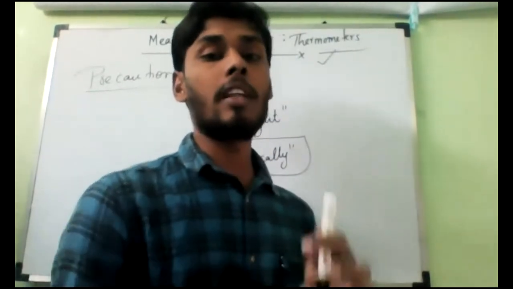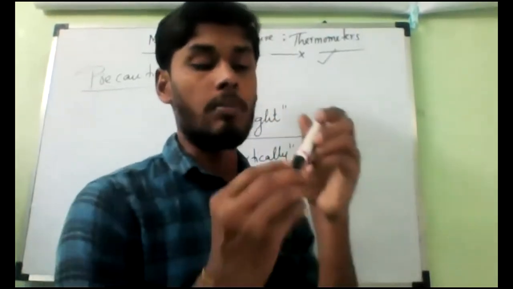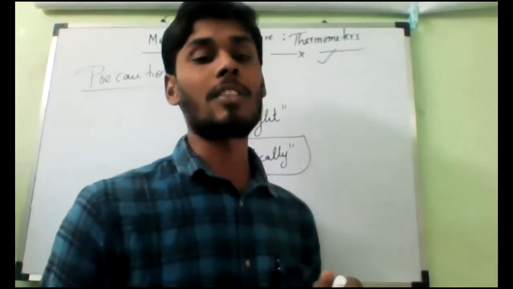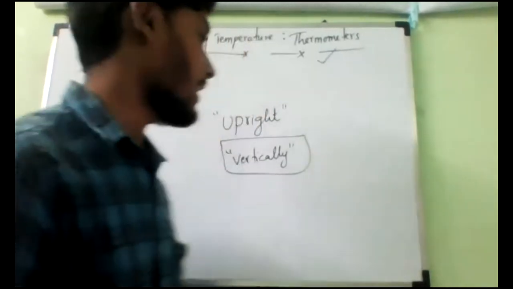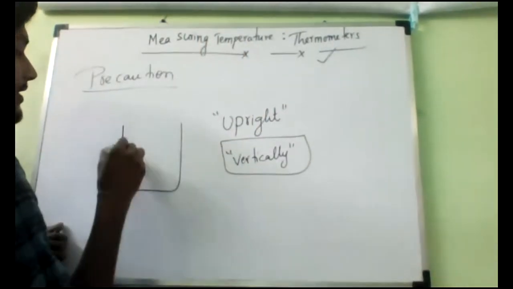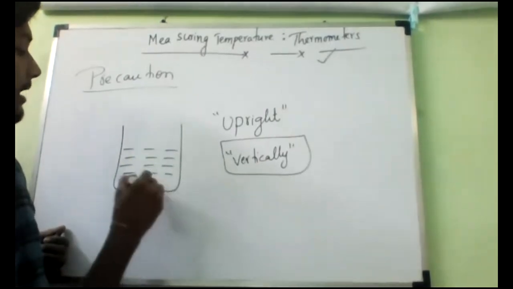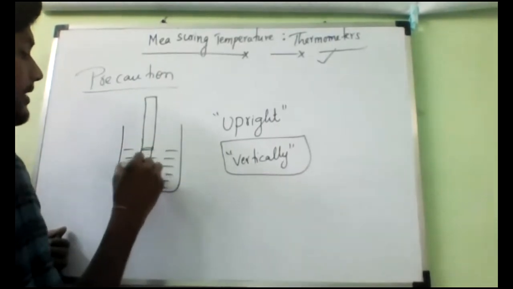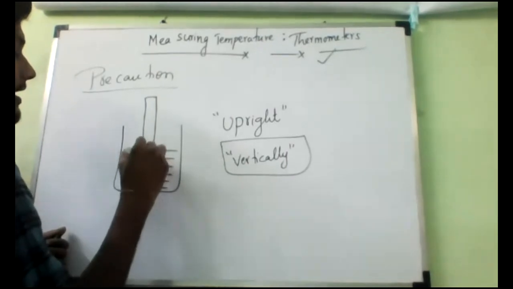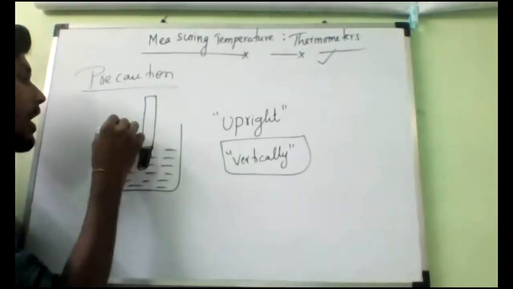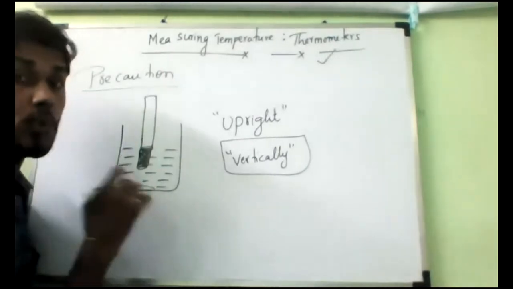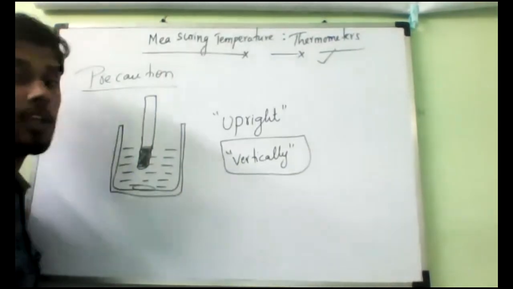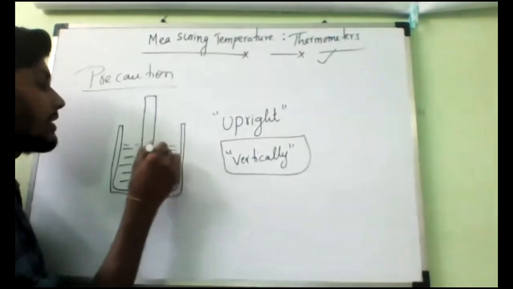Next, the thermometer bulb should not touch the sides or bottom of the container in which the substance is taken. Suppose I have taken water or some other substance in this container, and imagine this is the thermometer. The thermometer should be inside that liquid. You should not touch the wall or the bottom of the container. It should always be away from the walls, and only the liquid should completely cover the bulb.